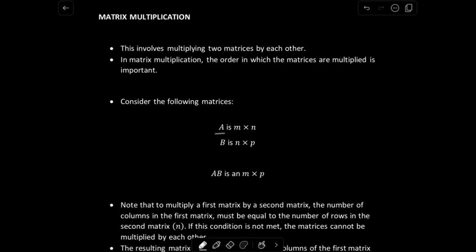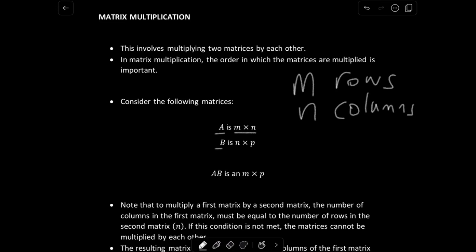I have A, which is an M by N matrix. So it has M rows. Now I want you to write this down, and it has N columns. Write out its dimensions and how many rows it has and how many columns it has. Then I have the matrix B, which is N by P. So B has N rows.